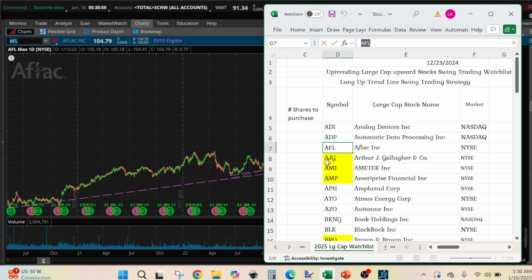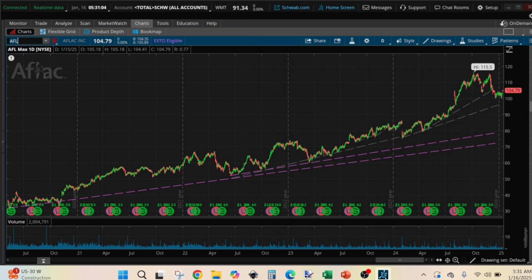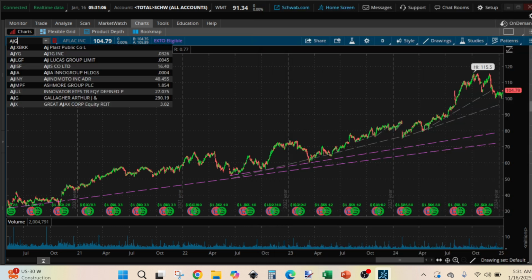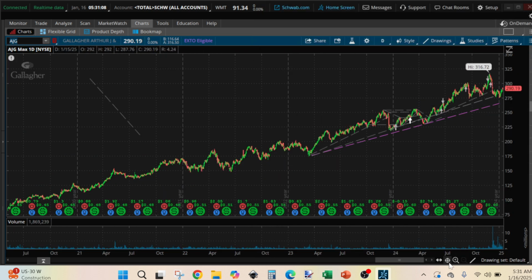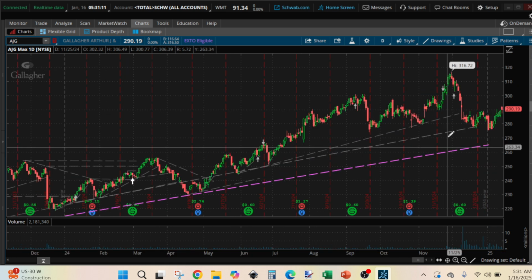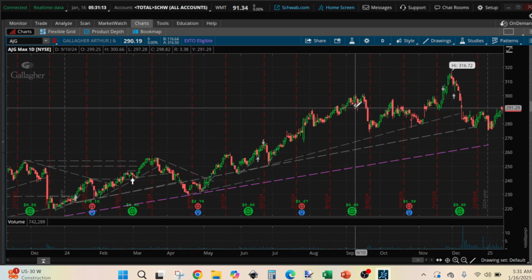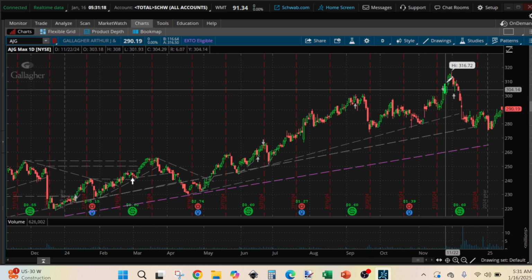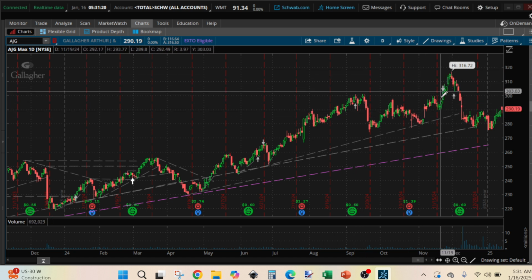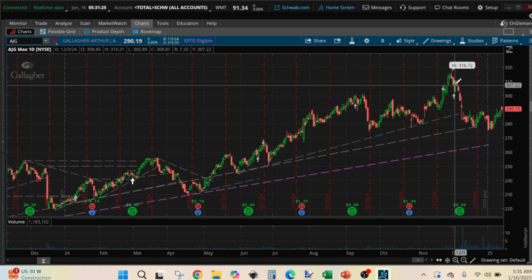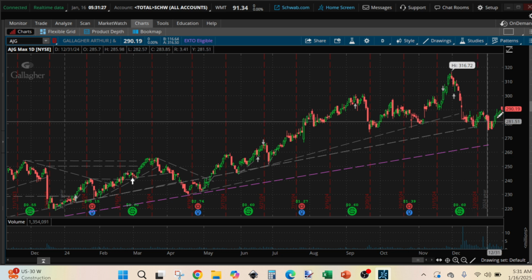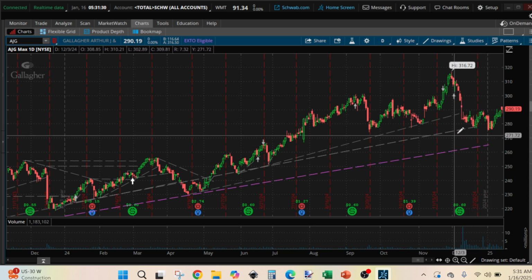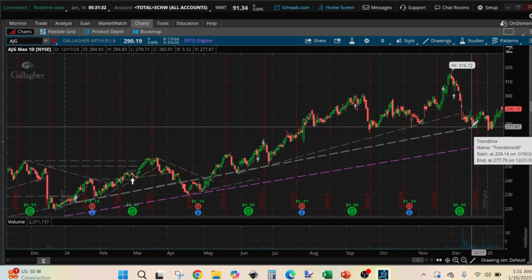The next three are highlighted. Any stocks highlighted on our watch list mean we already bought them. AJG. So AJG, the arrows on our chart just signify where we purchased the stocks when the arrow is facing up, and the one facing down shows where we sold those stocks. So we purchased this one, and then the stock price went down, and right now it seems to be following this trend line.